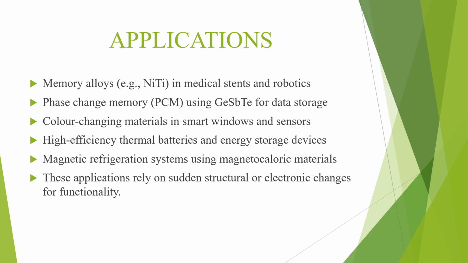Applications of the first order transitions: it is used in shape memory alloys, in medical stents and robotics. Phase change memory is used in GeSbTe for data storage. Color changing materials in smart windows and sensors. And it is also used in high efficiency thermal batteries and energy storage devices. Magnetic refrigeration systems use magnetocaloric materials. These applications rely on sudden structural or electronic changes for functionality.